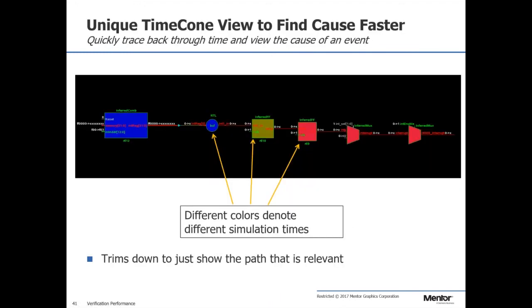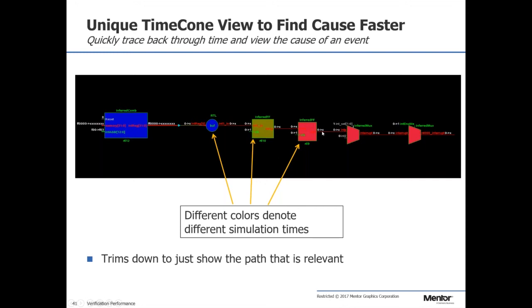There's something called this time cone view, which I think is unique to our simulator. If I go into this time cone view and put a cursor somewhere, and I see that this signal right here is going from 0 to an X at this point, it will trace backwards and show you the schematic of where that signal came from.